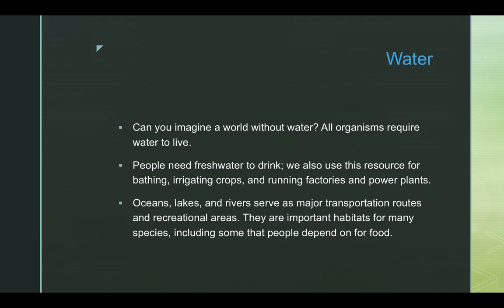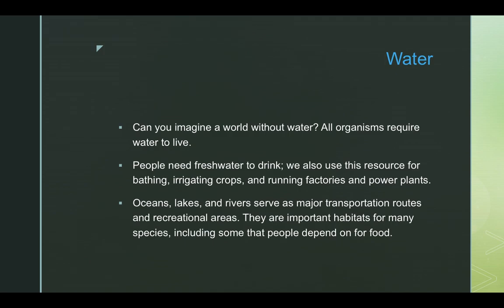So water is another renewable resource. Can you imagine a world without water? We have to have water. People need fresh water to drink. We also use this resource for bathing, irrigating crops, and running factories and power plants. Oceans, lakes, and rivers serve as major transportation routes and recreational areas. They are important habitats for many species, including some people depend on for food.